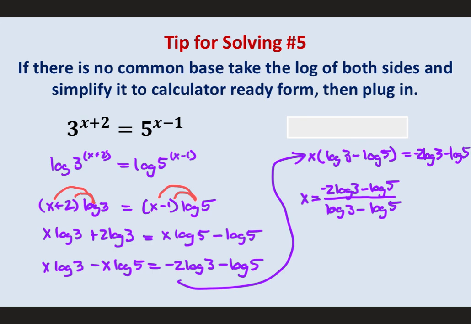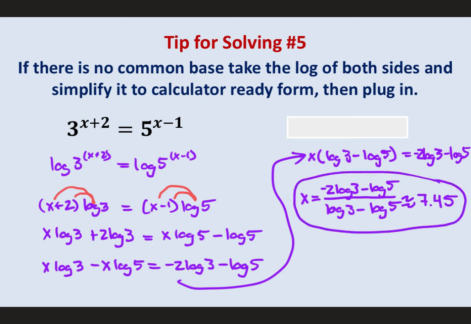So that's a little bit of a messy problem, a little more complicated. But the idea was we took the log of both sides, distributed things out. Everything with an x went on one side so we could factor it out as a common factor, and then divided the other stuff back over. The last thing we should do here is plug this into our calculator. If we plug it into our calculator, we get an answer of approximately 7.45. And that's our final answer. So a little bit trickier. We got it into calculator form, then plugged it into our calculator, and we got 7.45 as our final answer.